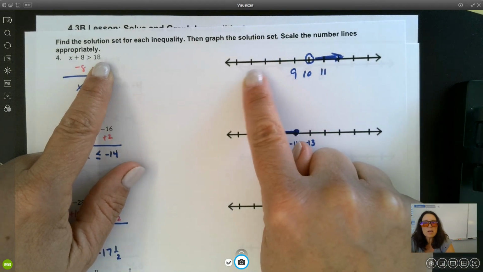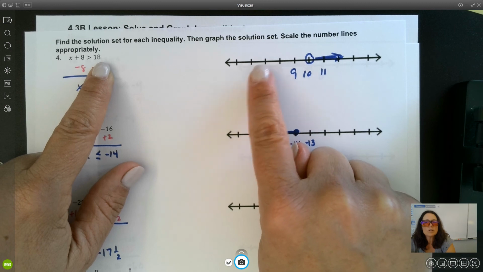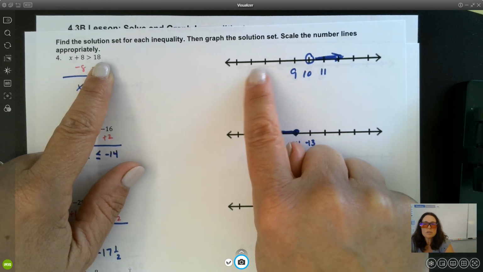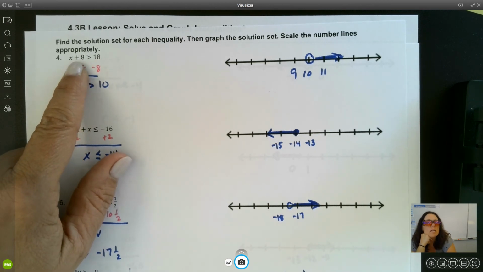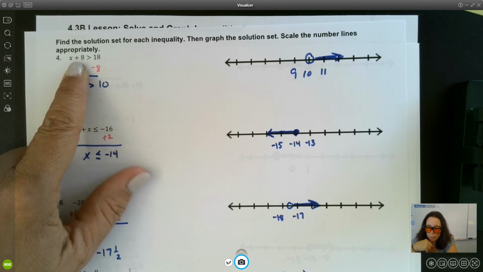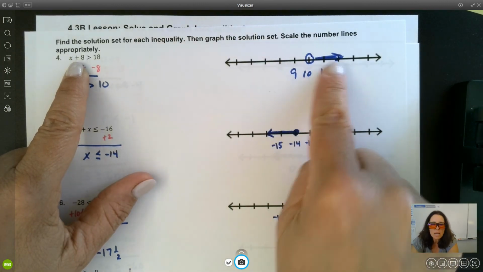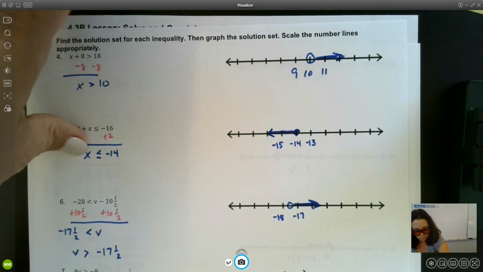Let's take a number down on this side. You good with zero down here somewhere? 0 shouldn't work. If I put a 0 in here, 0 plus 8, 8 is greater than 18? No. So you should be using your number line to check these.